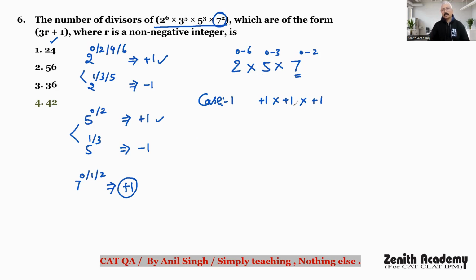So plus 1 into plus 1 into plus 1 will be plus 1 remainder. Okay, so this is one possible case.